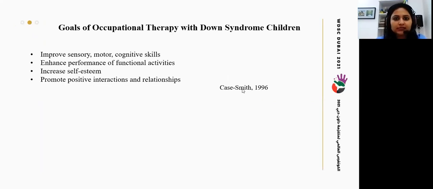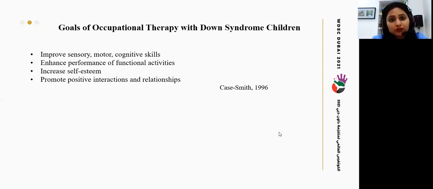So let's start with the goals of occupational therapy with Down syndrome children. The priority is given to improving the sensory, motor, and cognitive skills in Down syndrome children. These are the foundational skills. This is what we start with. When I say sensory, it means understanding the sensations coming from within the body, making sense of the sensations coming from the environment, and then responding appropriately.